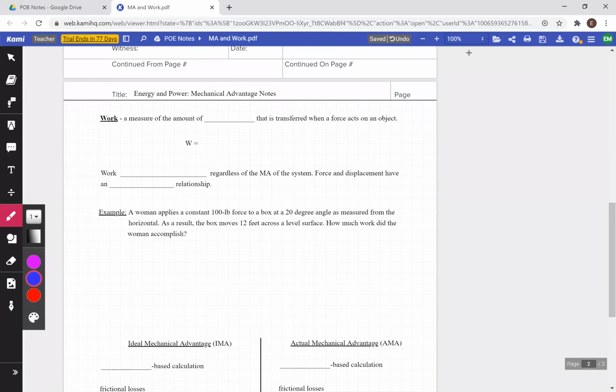Okay? Another way that we can analyze systems in relationship with this mechanical advantage is by looking at the amount of work that's put into the system. Work is a measure of the amount of energy that is transferred when a force acts on an object. So work, energy, those are kind of synonymous. We will say that work is equal to the force applied times the displacement that is parallel to the force.